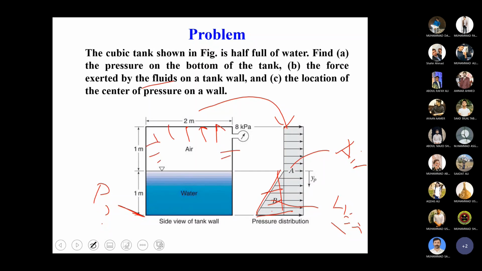And from this water body, obviously the air would exert pressure on this surface, and ultimately it will be transferred to the bottom as well. So therefore, air is exerting pressure to all of the sides of the container uniformly in all directions. And the pressure of the air by some gauge measurement is showing 8 kilopascal. So the pressure which is exerted by air is 8 kilopascal.